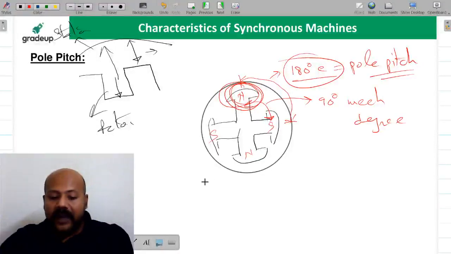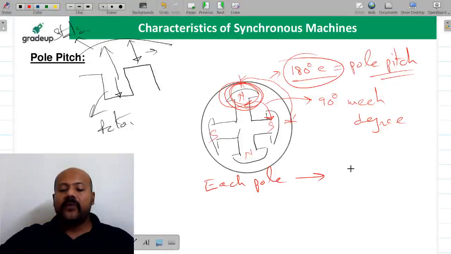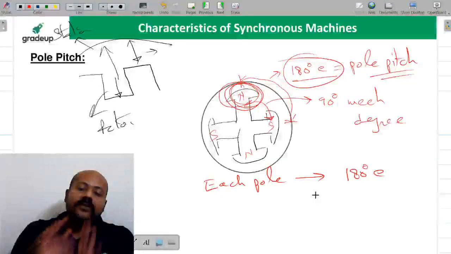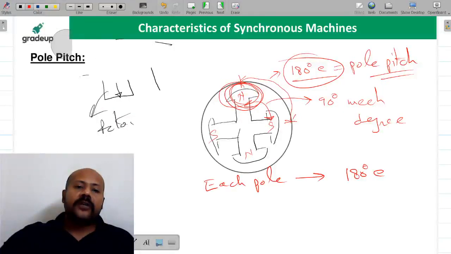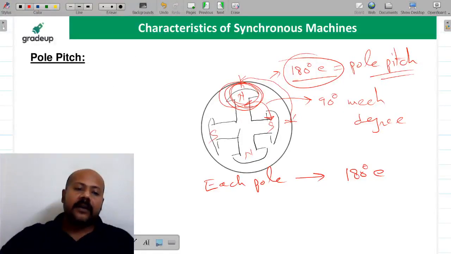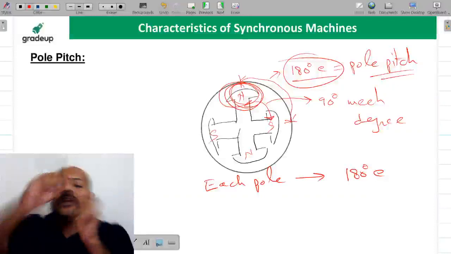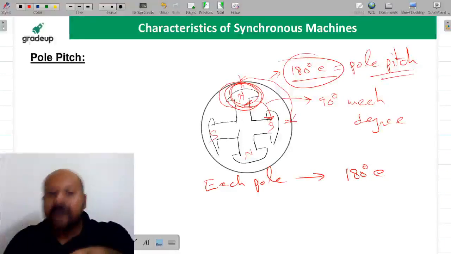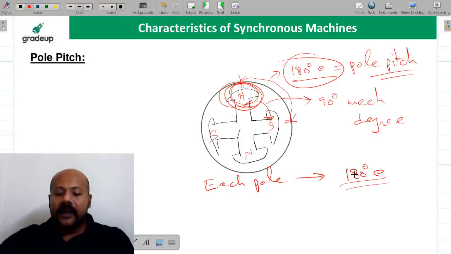So beta, you can always say that each pole is going to give you an angle of 180 degree electrical. Yes or no, you tell me. First, you should be 100% confirm with this statement that each pole is going to give you 180 degree electrical. The moment you go from one north to one south, it is going to be one pole pitch, 180 degree electrical. It means whenever north is there, south is there. Whenever south is there, north is there. So every pole, each pole is going to give you 180 degree electrical.